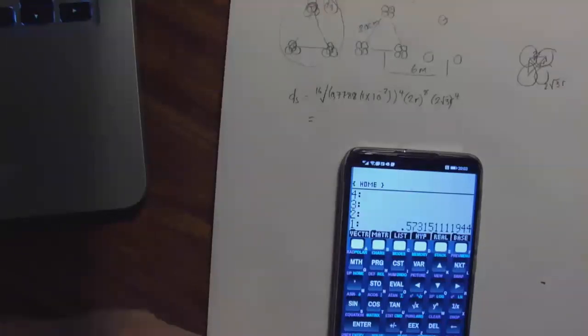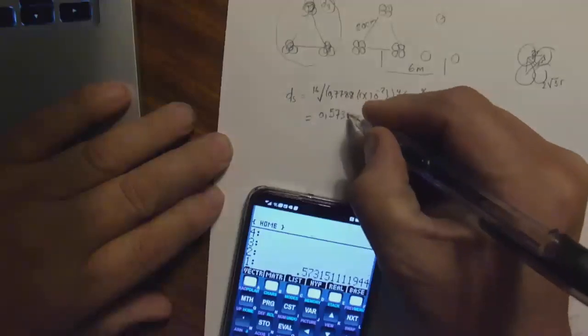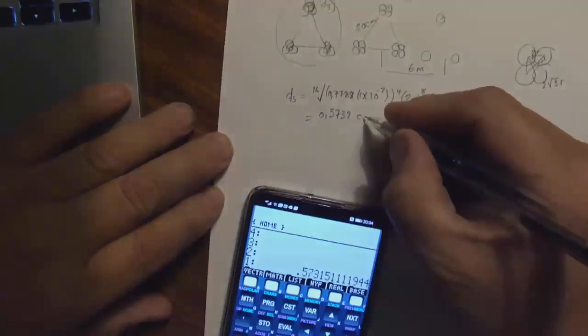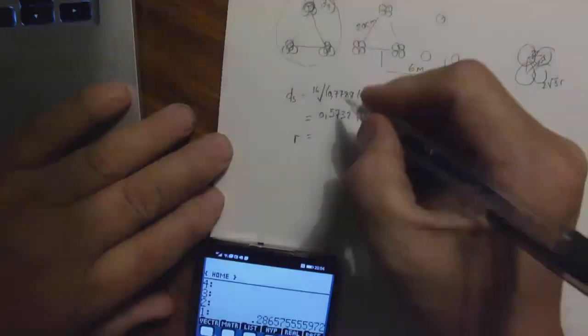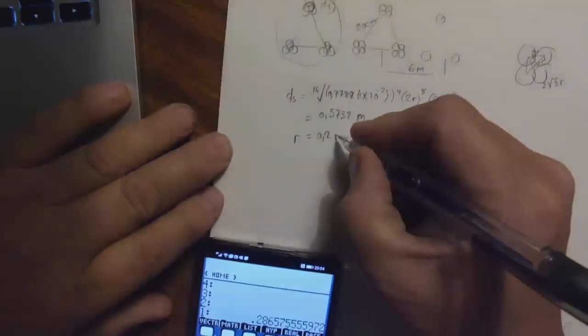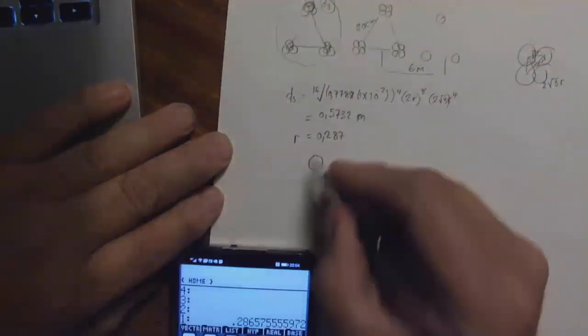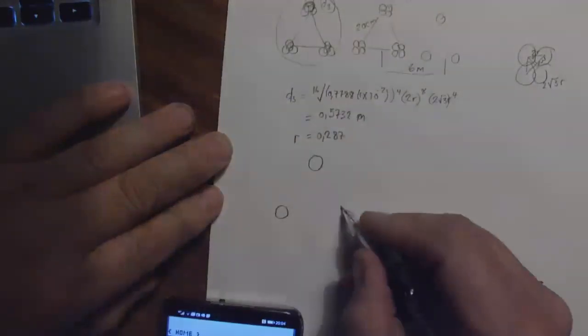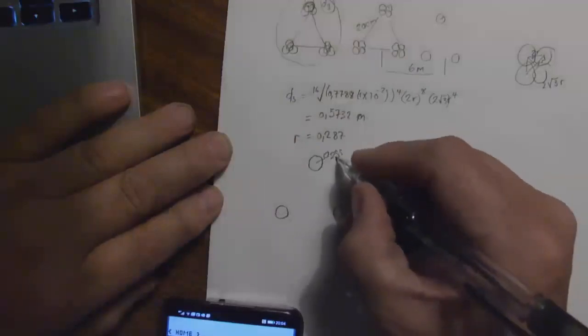No, that's not right. Well, it can be. So that means it's 0.5732 meters. So the radius is going to be half of that, 0.287. So now we've got a conductor like that and like that. The radius there is 0.287.